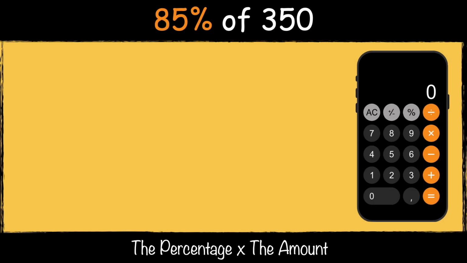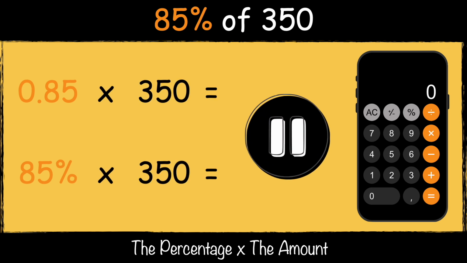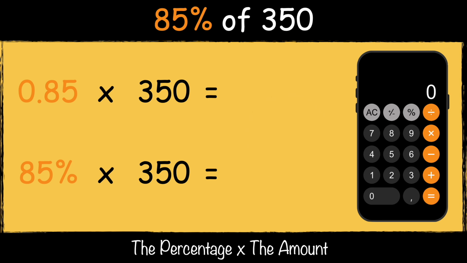Now it's your turn. Have a go at calculating this percentage using a calculator. 85% of 350. You can decide which way you prefer to use. Pause the video to give yourself time to work out the answer before we move on to the next method. So the answer is 297.5.